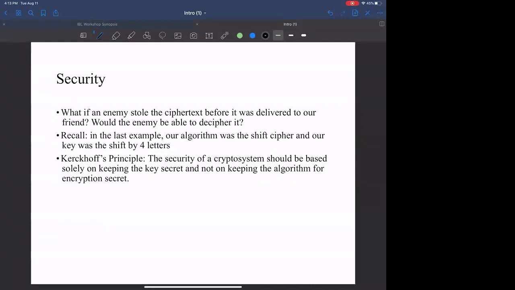And all this leads to something called Kirchhoff's principle, which says that the security of a crypto system is based solely on keeping the key secret, not on the algorithm. Doesn't matter how complex your encryption algorithm is, how much work you do to encrypt or decrypt, or how complicated a computer program you use. If someone has the key, it's game over. So when you are designing a crypto system, you really have to be careful about how easy it is going to be to guess the key. And this is all what we're going to be talking about when we talk about cryptanalysis, which is the study of breaking encryption algorithms.